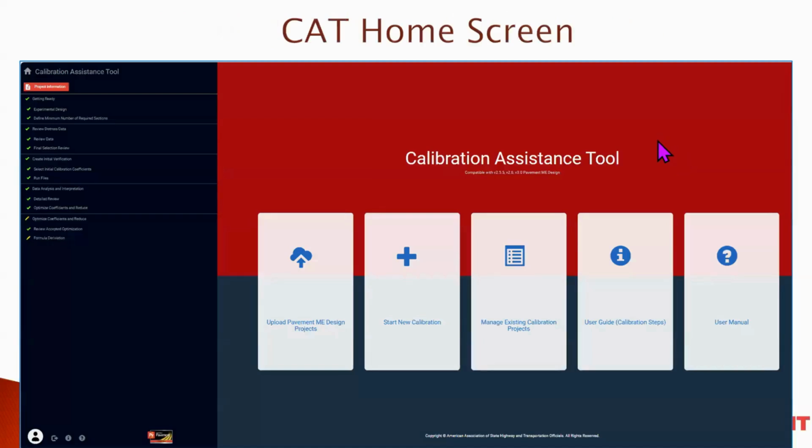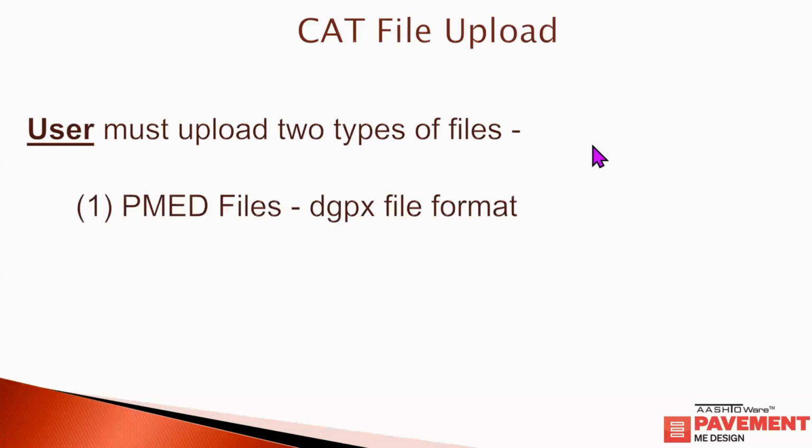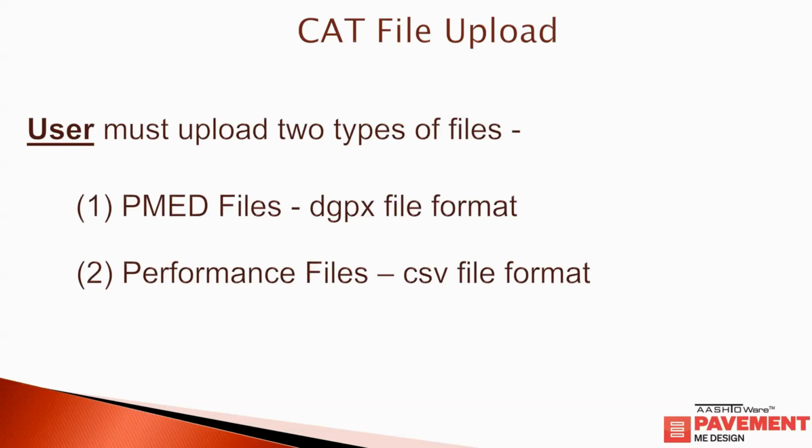You go back to the main screen. The next step is uploading the ME design projects. There are two types of files that the CAT needs to run the analysis. The first kind, as we mentioned, are the actual Pavement ME Design files, the ones with the DGPX file format suffix. And the second is the performance file. I say performance files, but it's really singular because you're going to put all of your data in one file. It's going to be a CSV, or comma separated value, file format. And we'll show you the format in a minute here.